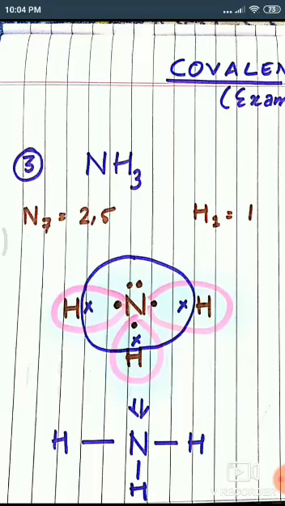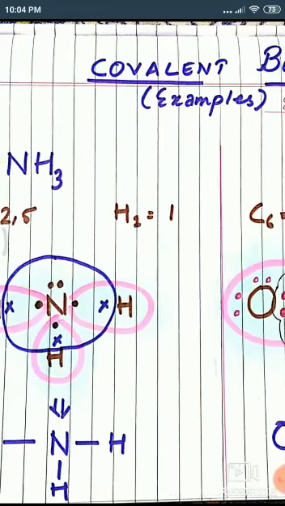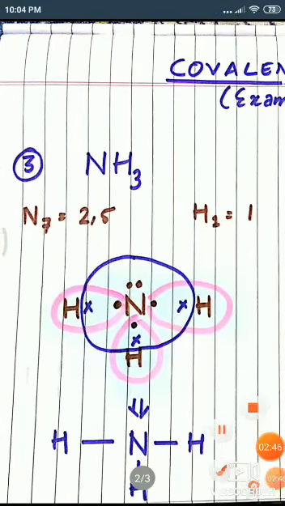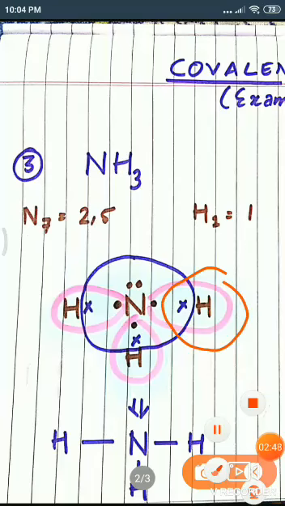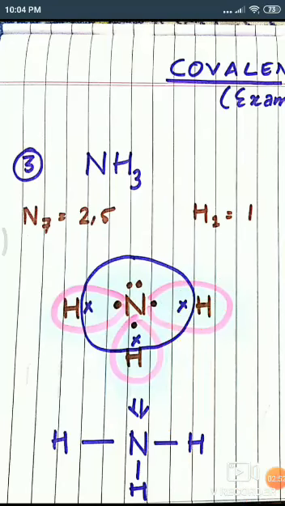This method of writing the electron dot structure is also called the Lewis structure. Sometimes you may find the word Lewis structure. So you put cross and dot, it does not matter. You can choose either of them. So for hydrogen here, what have I put? Crosses.